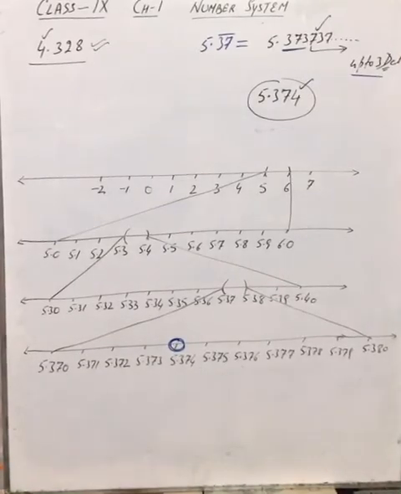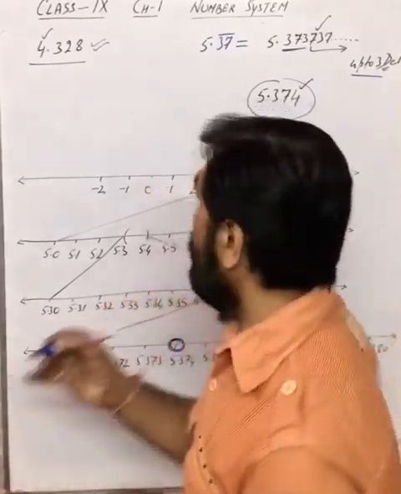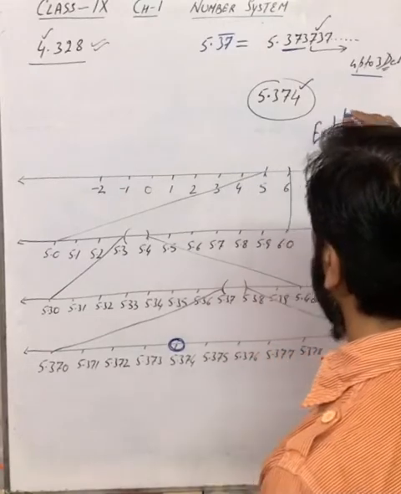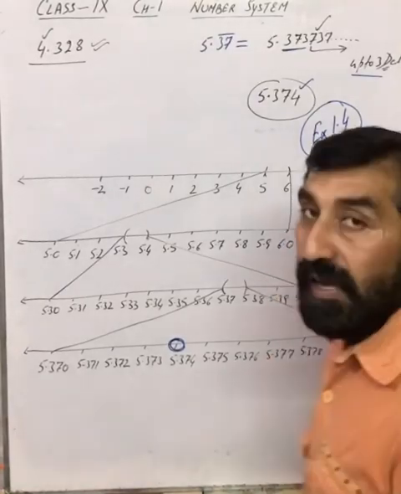So students, I hope you got it. How to represent numbers? Visualize the real numbers on number line. So students, try these. If you want to try, this is exercise number 1.4 from NCERT book. I hope aap karenge is question ko. Thank you very much.